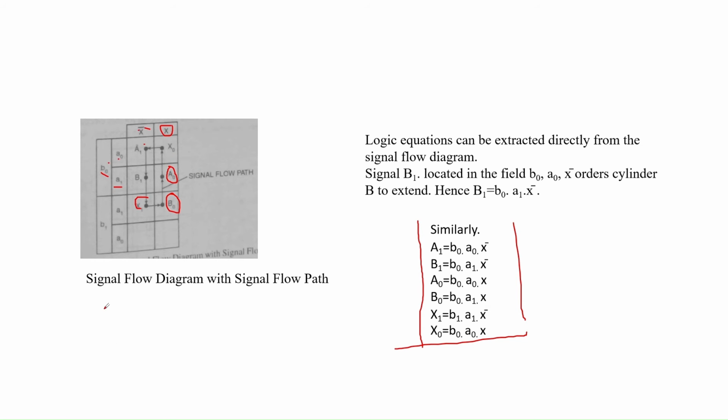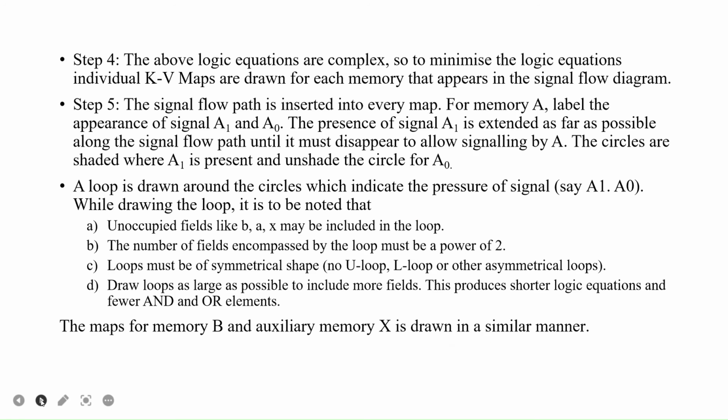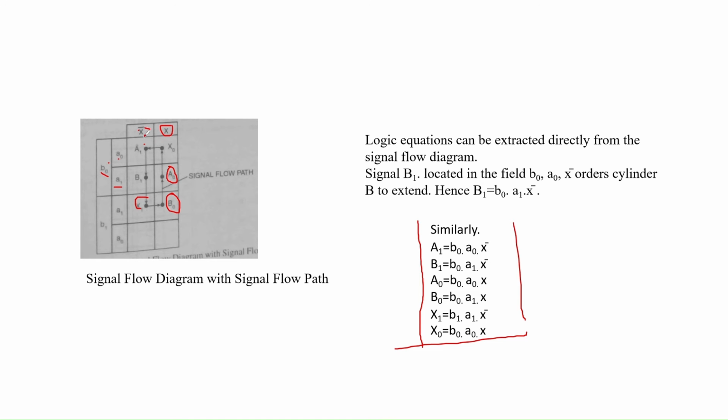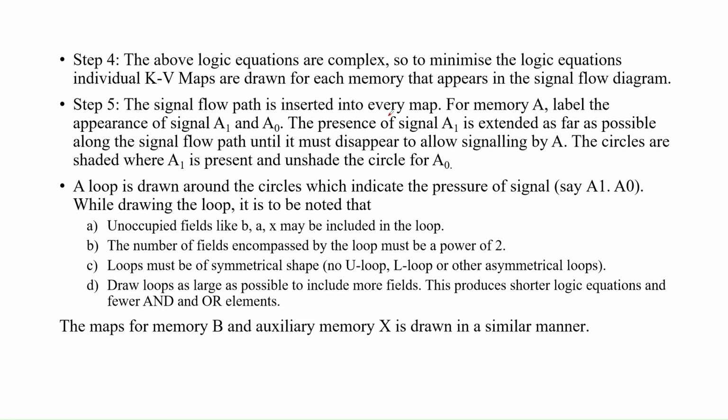We can see there are too many equations here, which will be difficult for us to create an efficient and minimized logical circuit. So in the next step, we have to minimize the logic equations. To minimize the logic equations, individual K-maps are drawn for each memory that appears in the signal flow diagram. In the signal flow diagram, we have 3 memories: A, B and X. So we need to draw separate K-maps for all of these.